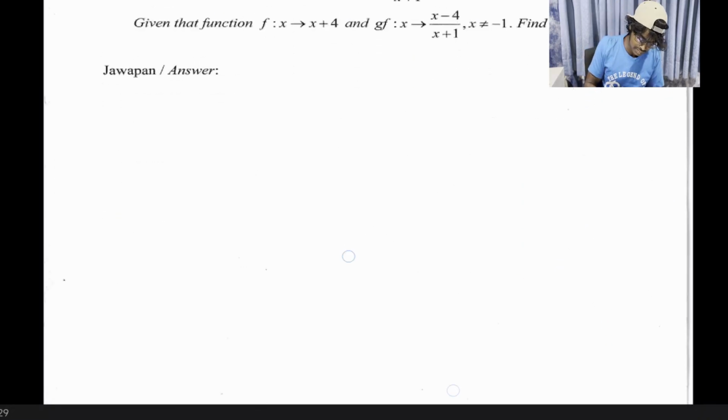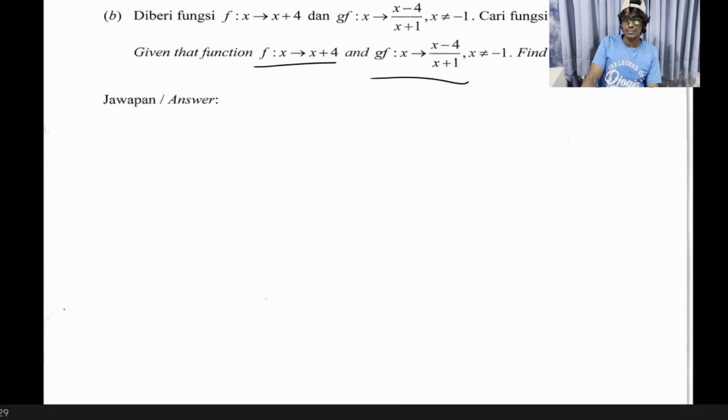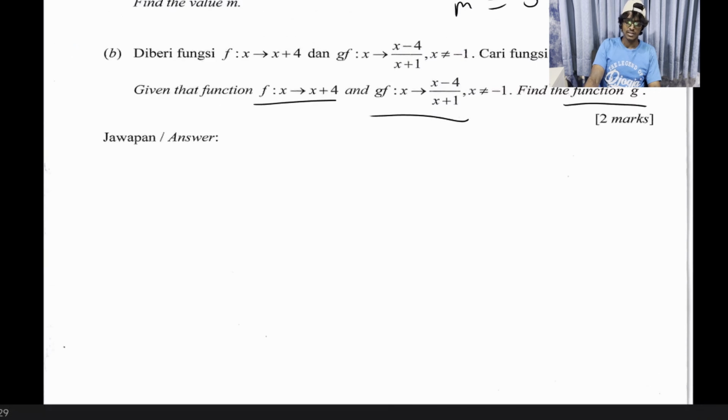Next up, they said f(x) equals x plus 4 and g(f(x)) equals (x minus 4) over (x plus 1). Find the function g. So what they have done is they try to confuse you using composite functions. It's not that hard. Keep in mind this one thing only.